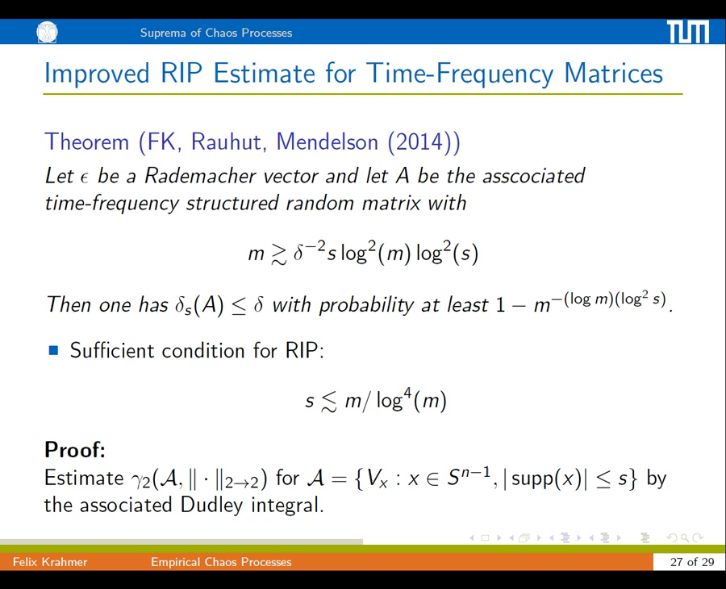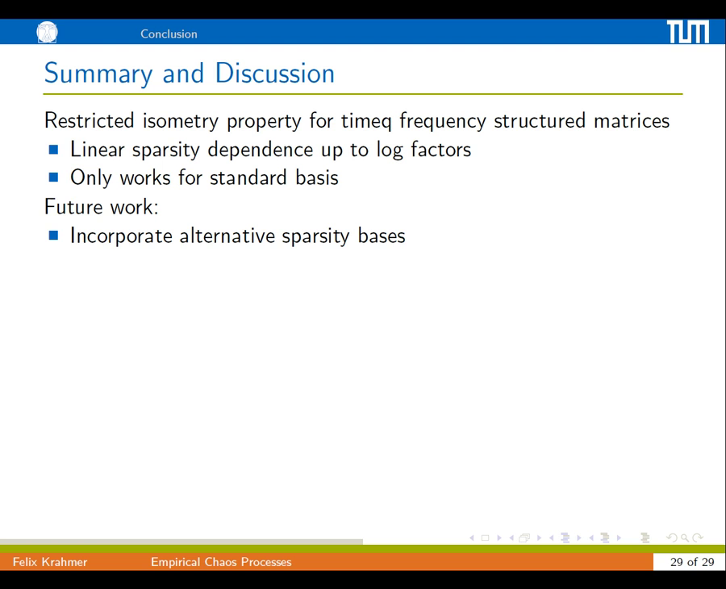So to summarize, what we have shown you is a restricted isometry property for time-frequency-structured matrices. We have linear sparsity dependence up to logarithmic factors, and it only works for the standard basis. That's something that I should mention, because in some sense, I think it's an interesting open problem to see what happens when you have a basis that is not the standard basis. If you want to apply this in practice, then in the applications where you have frequency representation, there's no reason to expect that you would get the standard basis. So I think that's a very interesting thing to study here.